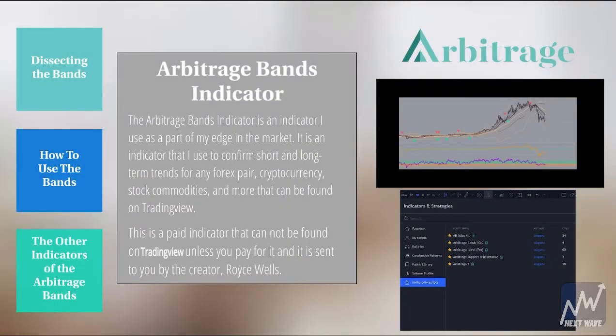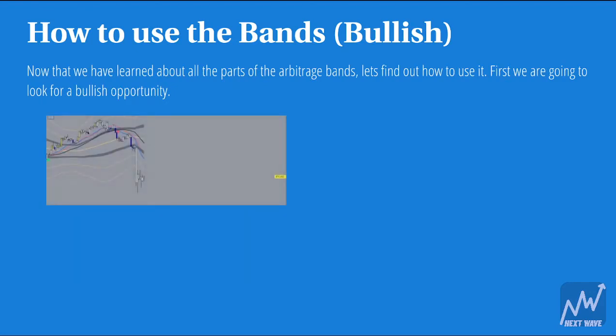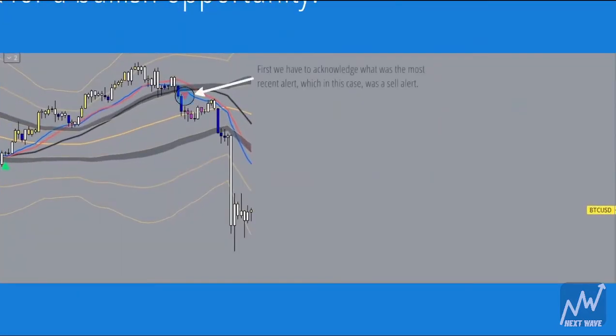Next up, we're going to be talking about how to use the bands. Now that we have learned about all the parts of the arbitrage bands, let's find out how to use it. First, we are going to look for a bullish opportunity. First, we have to acknowledge what was the most recent alert, which in this case was a sell alert.